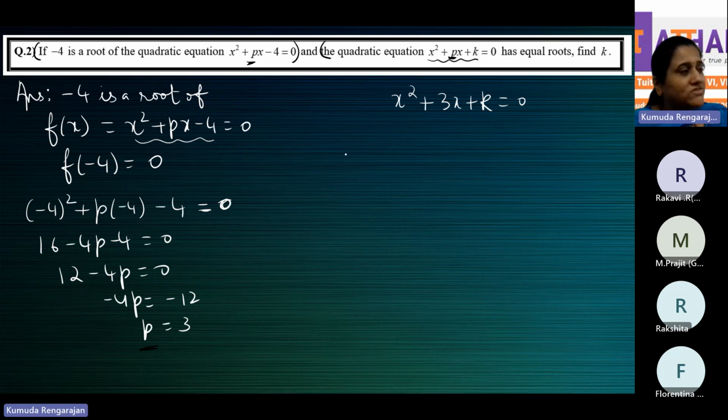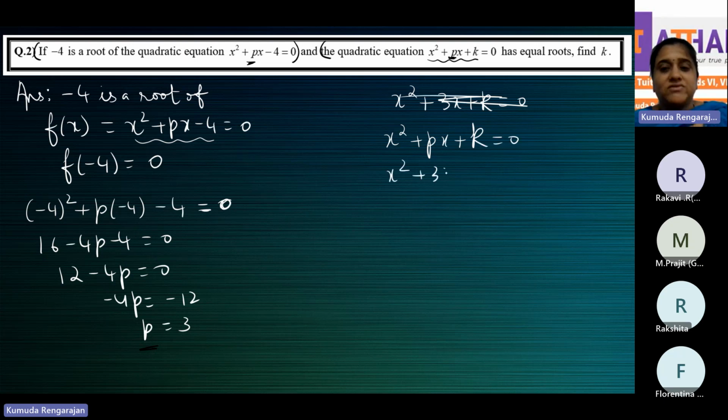That's over. Now, for the second quadratic equation, the information is it has equal roots. So we know that when a quadratic equation has equal roots, the value of D is equal to 0. And you can also use the value of p, I said. So x squared plus px plus k is equal to 0 is nothing but x squared plus 3x plus k is equal to 0.